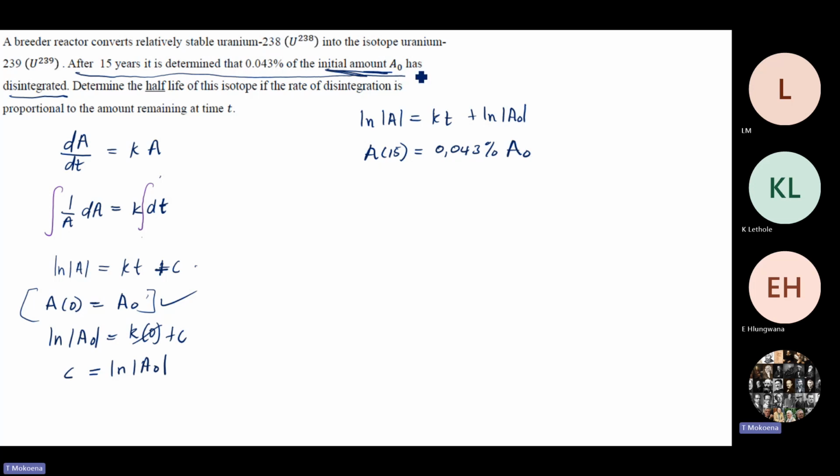Do you understand? And then again, it's important to read the statement fully, guys, because you might even get this one wrong. Let me help you out because you're going to be confused. Why am I not multiplying by 0.043? Here's the thing. They said after 15 years, it is determined that 0.043% of the initial amount A sub naught has disintegrated.